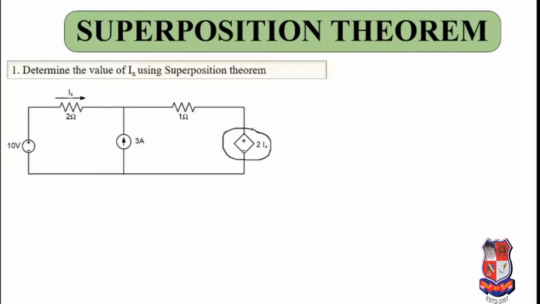So this is a new type of sum, a level up sum actually, because this is the highest level that could be asked in your first year examination, because usually dependent sources are not considered, but I have taken this to make you familiar with dependent sources also.